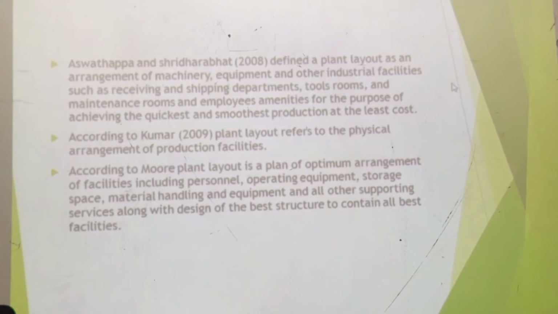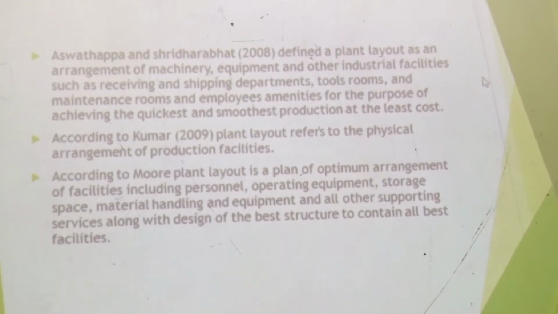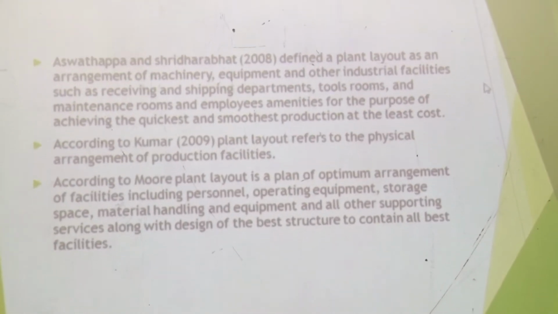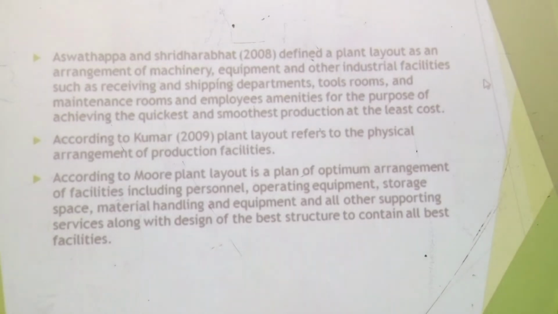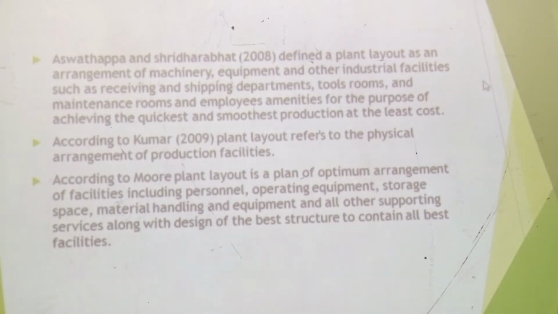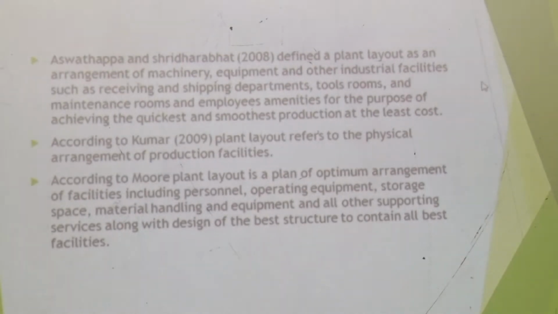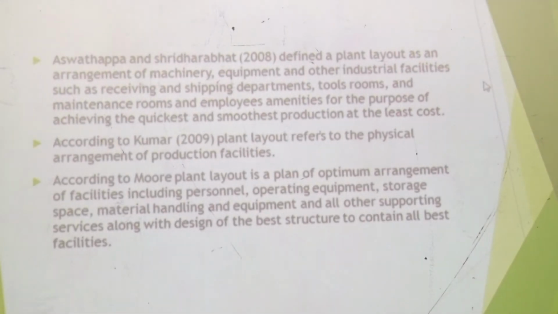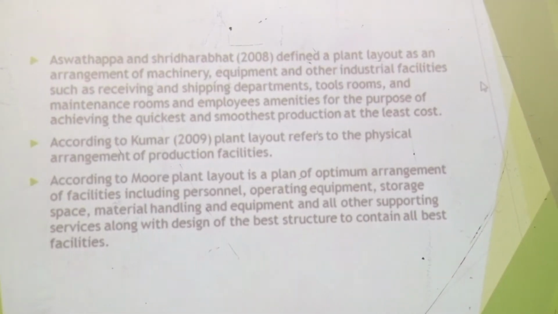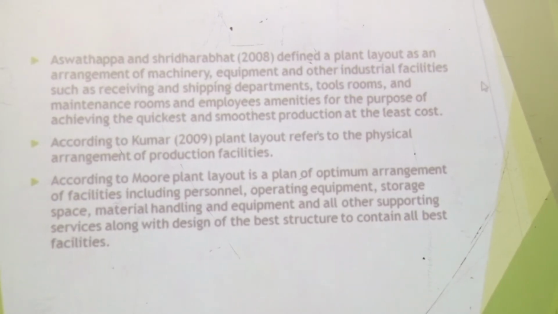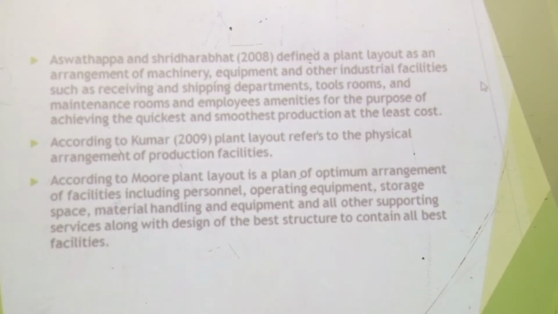So by definition, what is the plant layout? According to various authors, they came up with a unique definition of plant layout. One of the definitions by Astapa was that a plant layout is an arrangement of machines, equipment, and other industrial facilities such as receiving, shipping department, tool rooms, and maintenance rooms, and employees' amenities for purposes of achieving the quickest, smoothest production at the least cost.